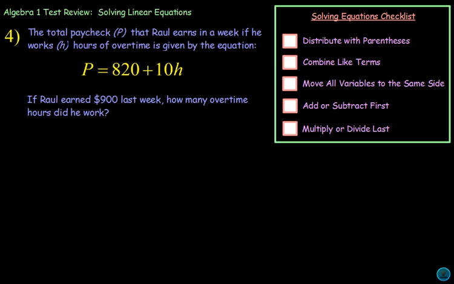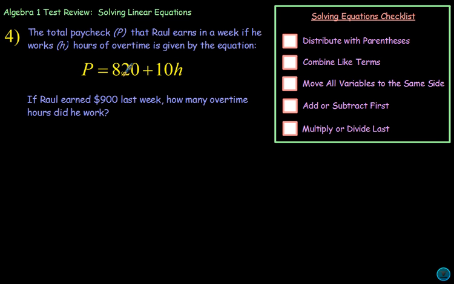Oh, words. I know we're all freaked out about word problems. But I want to show you that this really isn't so bad. I mean, it's a word problem, but you see that there's an equation there. P equals 820 plus 10h. So hopefully it's not going to be as scary as what we might think. So let's see what it says.